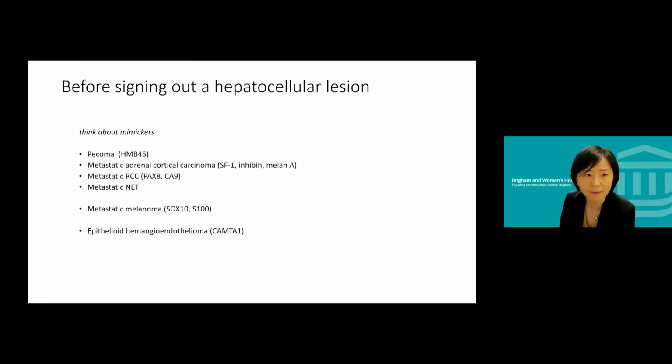So just to emphasize this point again, we already heard about this in the previous lecture. Before we sign out a hepatocellular lesion, we really should rule out other tumors with hepatoid appearance. In this particular setting, I would definitely consider PEComa, metastatic adrenocortical carcinoma, metastatic RCC, neuroendocrine tumor. I think melanoma should always be in your differential diagnosis, regardless of the setting. And epithelioid hemangioendothelioma, they tend to infiltrate through the sinusoids in otherwise normal-looking liver. So you really have to be aware of this entity and really look for them.